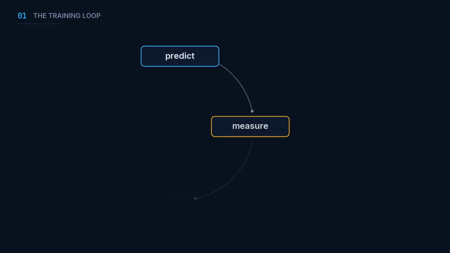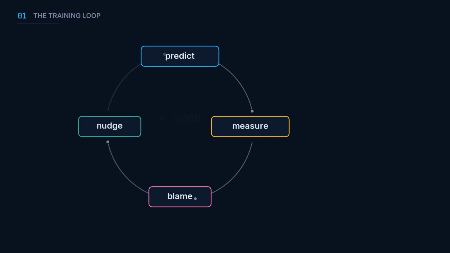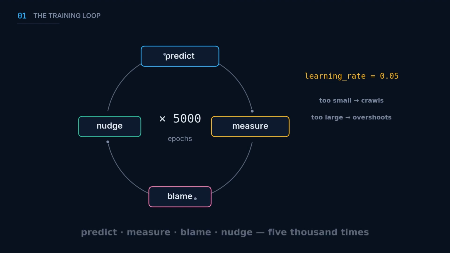Now, the part that makes it intelligent, or at least look intelligent. Training is one cycle repeated 5,000 times. Predict. Measure how wrong you were. Trace the blame backwards. Nudge the weights. Predict again. Each pass through the whole dataset is called an epoch, and a learning rate of 0.05 controls how big each nudge is. Too small and learning crawls. Too large and the network keeps overshooting the answer. Let's walk through one full cycle.